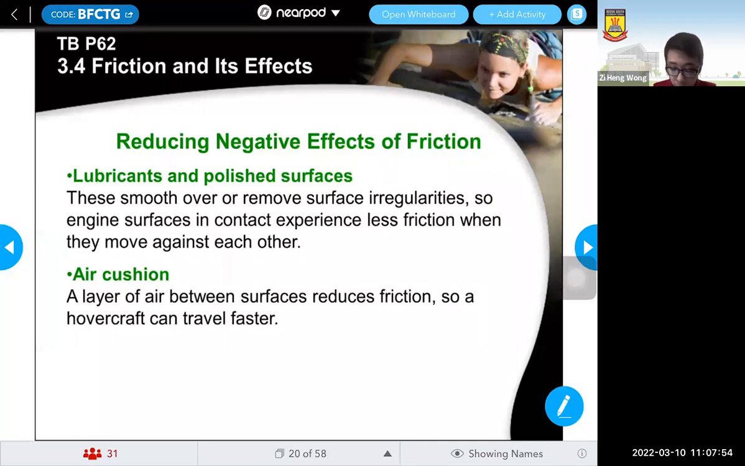Okay, so next, air cushion. How does an air cushion work? It basically creates a layer of air between the surfaces to reduce friction. For example, a hovercraft. If you are looking at the textbook, page 62, I think there's a picture of a hovercraft. Basically, it's a craft on top of water, but to make it travel faster, it blows some air between itself and the water, creating a layer of air. So it kind of floats on top of the water. This reduces whatever friction there is, and it can move faster.